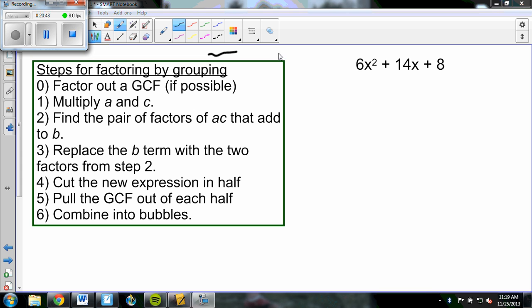Okay, sorry children. We had some technical difficulties. We're going to factor in new ones. Factor by grouping. First step, whenever you can, step 0, because it's actually like a pre-step. It's so important. Factor out a GCF. I can pull a 2 out of all of these.